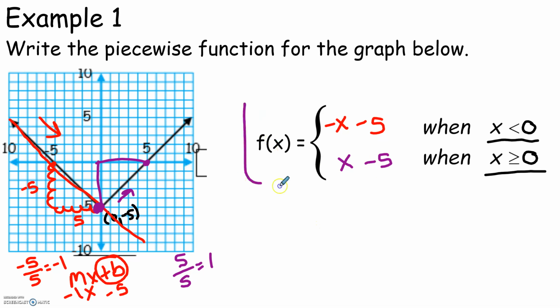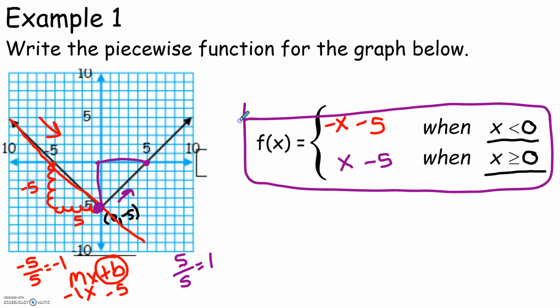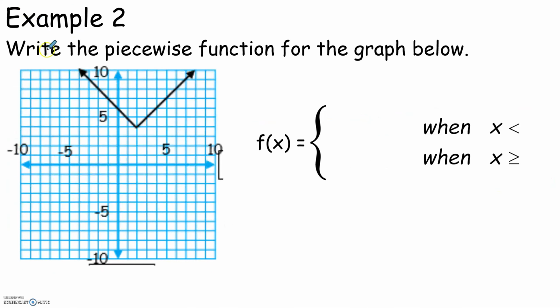And there is our final answer, writing this absolute value as a piecewise function. We're going to go ahead and try example 2. First thing I want you to identify is the axis of symmetry to know what we're using for our interval.